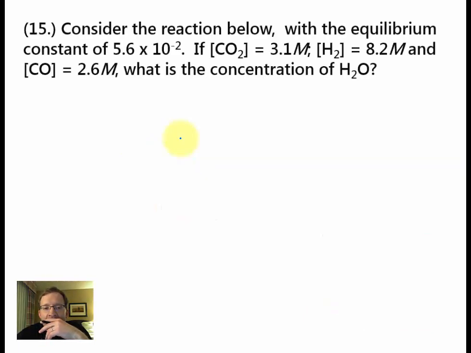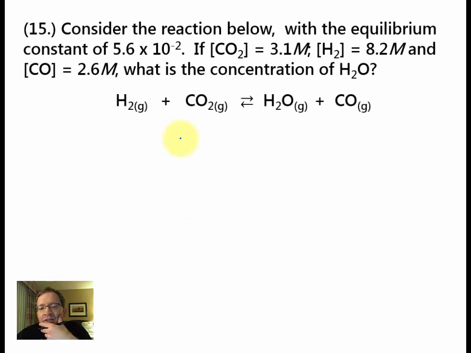Let's take a look at number 15. Number 15 asks us to consider the reaction below, and here's that equation. With the equilibrium constant of 5.6 times 10 to the negative 2, that's our KEQ value that's been given to us. If we know CO2 is 3.1 molar, and hydrogen is 8.2 molar, and CO is 2.6 molar, what is the concentration of water? So they're asking us not to find KEQ this time, but to find the concentration of this. That's kind of our question to be answered.